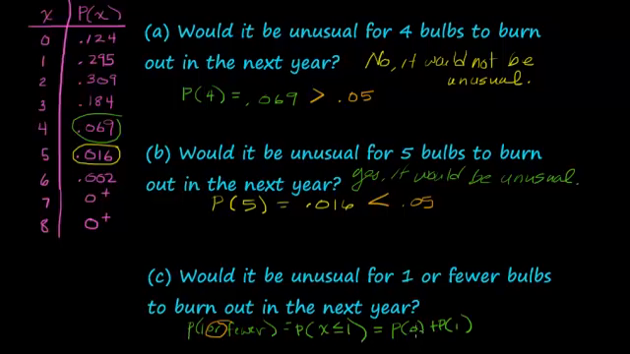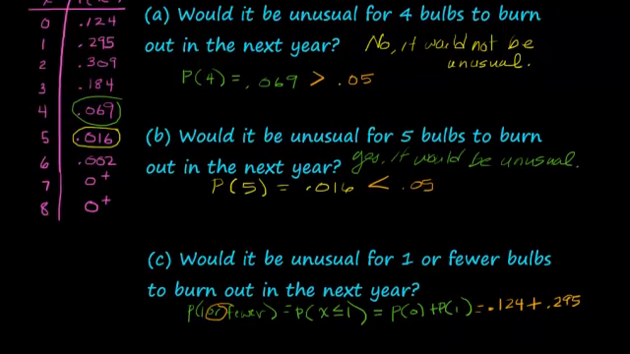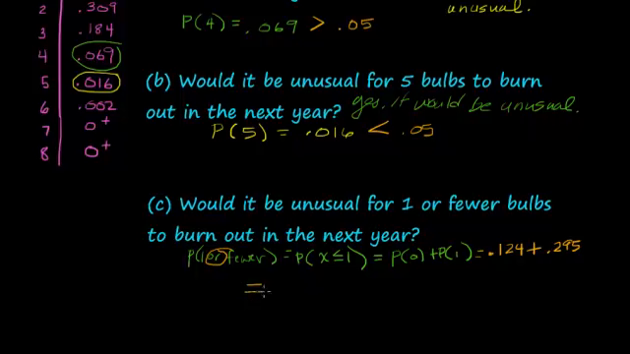So the probability of 0 plus the probability of 1. 0 was 0.124, 1 is 0.295, and let's scroll up a little bit here so we can see what we're doing. So when we sum those two probabilities together, we get 0.419. So our answer clearly here is no, it would not be unusual.